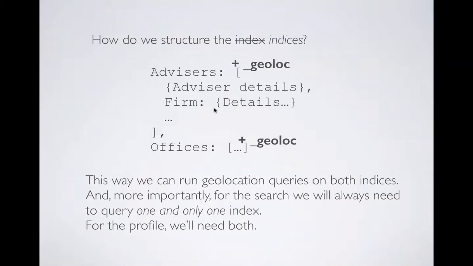But before that, bear in mind we need to have the geolocation. This is the most important bit. This is why we're basically structuring the index in such a way that we can actually perform geolocation queries on them. And in this way we can do that. We don't have any issue. We can query one index at a time, only one and only one. And for the profile page, we can just query both. We don't even need multi-index queries of complex queries like that. That's pretty straightforward.